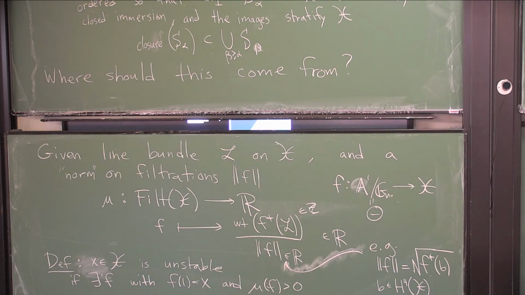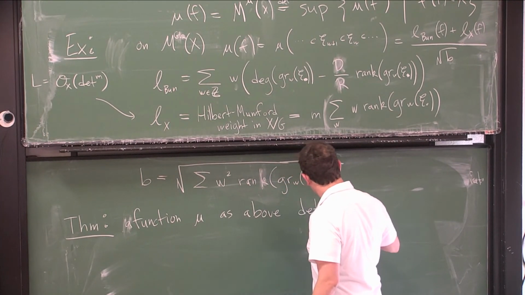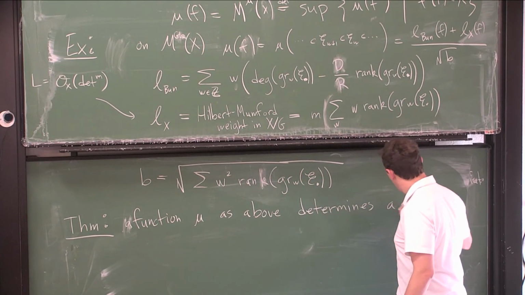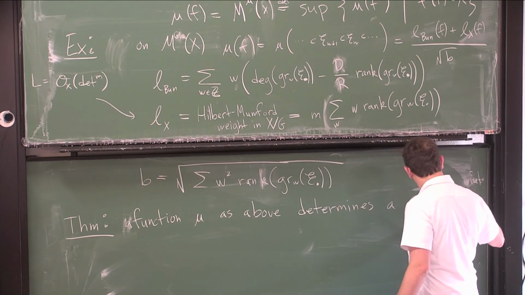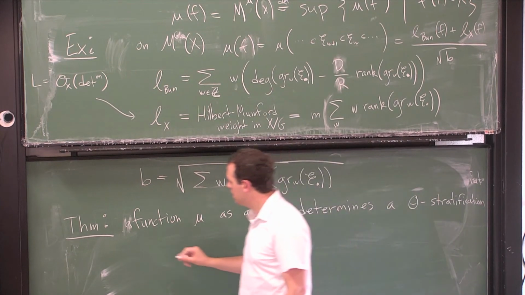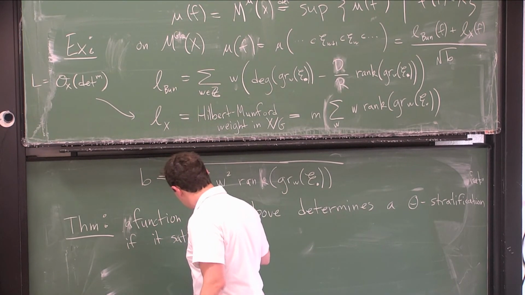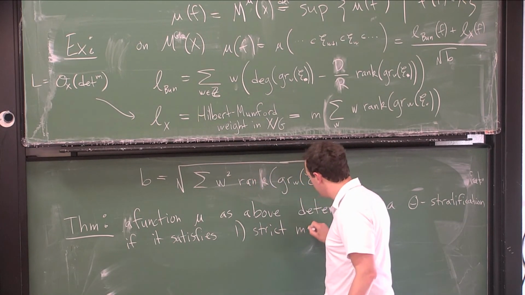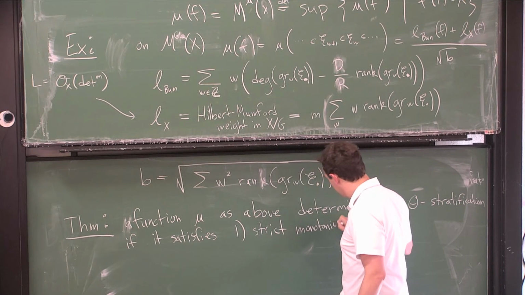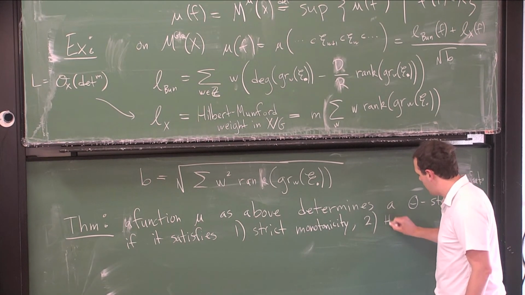So a function mu as above determines a theta stratification if it satisfies two properties. So one is called strict monotonicity, and two is called HN boundedness.